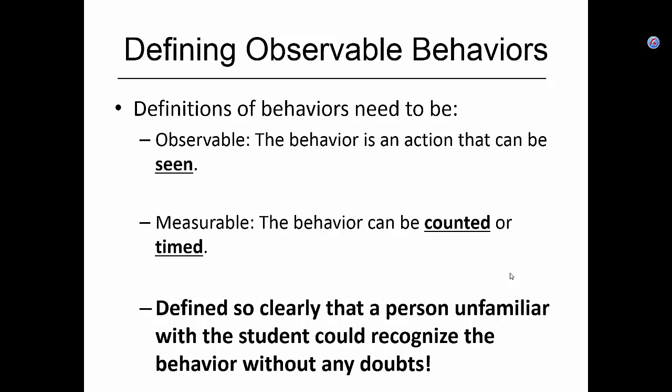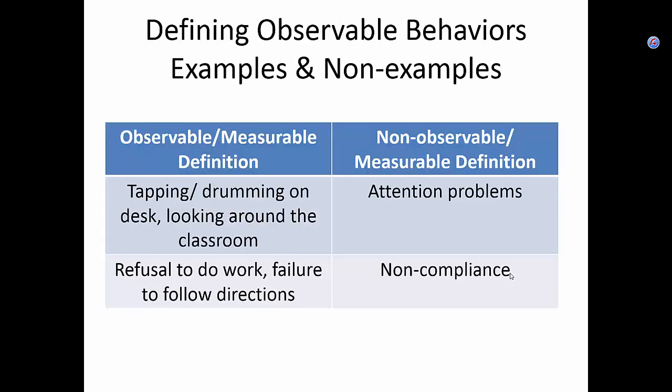Or in some cases we may be timing the behavior if duration is important, if the length of a tantrum might be important. But we want to start out by really making sure that we can see and really understand and decipher when a student is engaging in a behavior and when they're not. We want to define the behavior so clearly that if I gave two people the definition and they went into a classroom to observe a student, they'd be able to recognize that behavior without a doubt, and they'd have pretty high consistency in terms of when they understand the behavior is occurring and when it is not occurring. So here are some examples of more observable and measurable definitions and some less observable definitions.